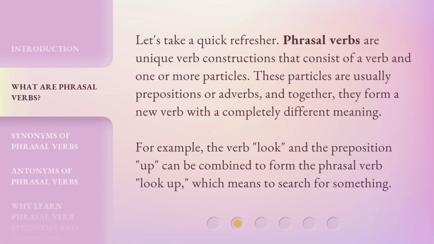Let's take a quick refresher. Phrasal verbs are unique verb constructions that consist of a verb and one or more particles. These particles are usually prepositions or adverbs, and together, they form a new verb with a completely different meaning. For example, the verb look and the preposition up can be combined to form the phrasal verb look up, which means to search for something.